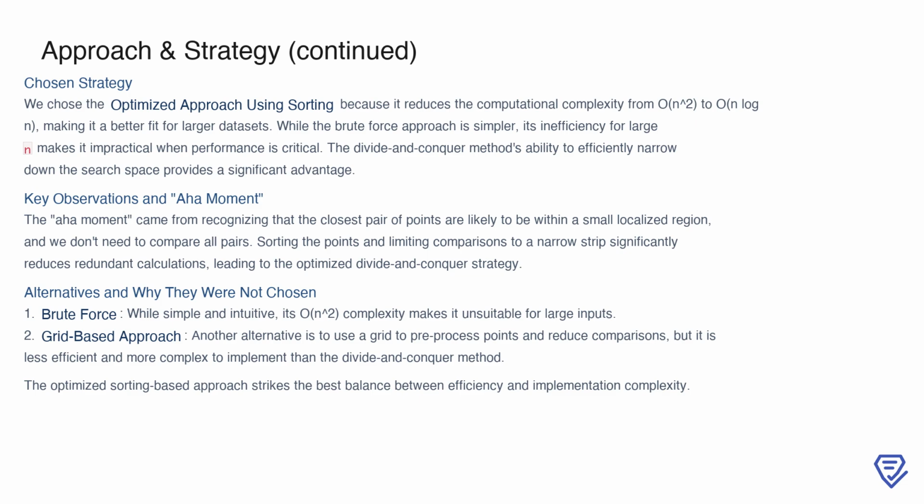Alternative methods, such as the grid-based approach, were also considered. While grids can help reduce comparisons, they are more complex to implement and less efficient than the divide-and-conquer method. Ultimately, the sorting-based strategy strikes the right balance between efficiency and implementation complexity, making it the best choice for this problem.